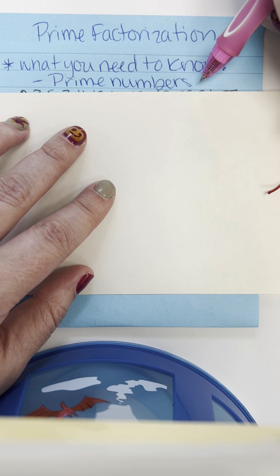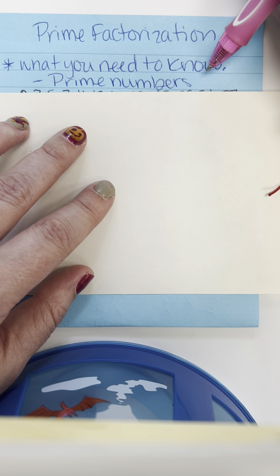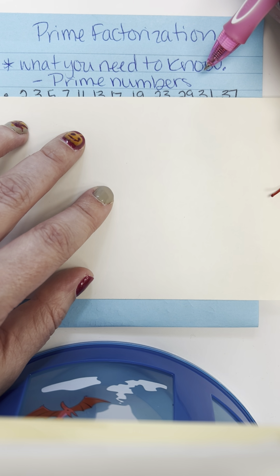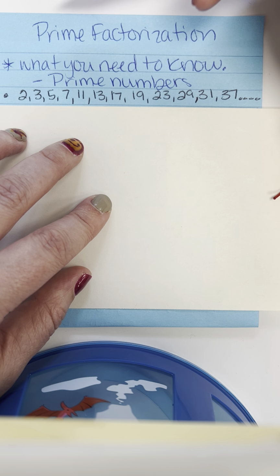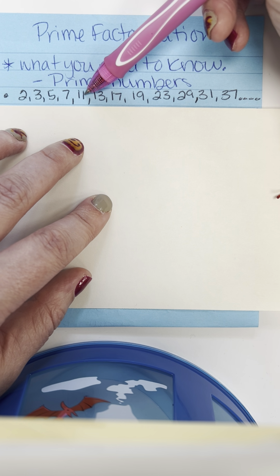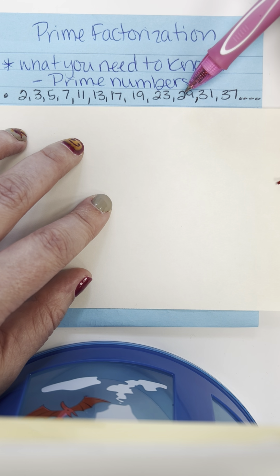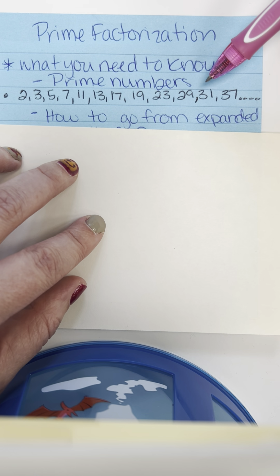I do have a little video explaining what prime numbers are and the common mistakes when determining what prime numbers are. Here's a list. So if you want to pause, you can go ahead and pause and write that down. We have 2, 3, 5, 7, 11, 13, 17, 19, 23, 29, 31, 37.